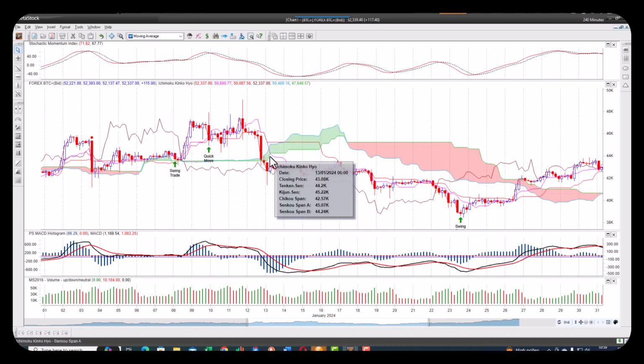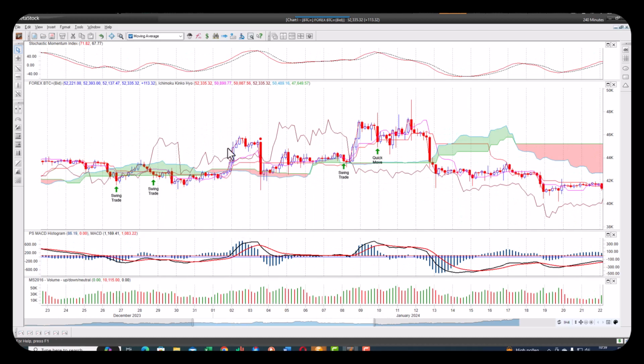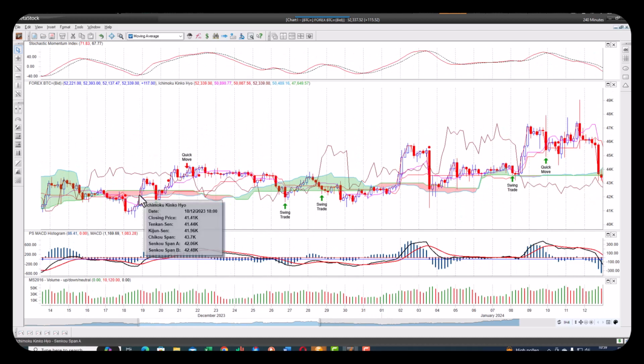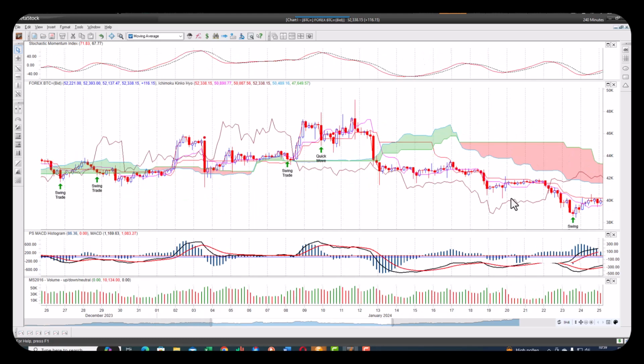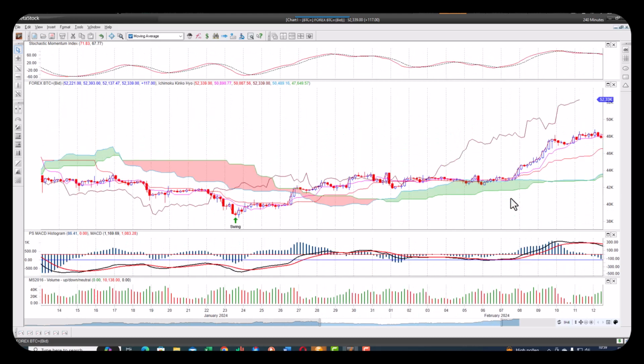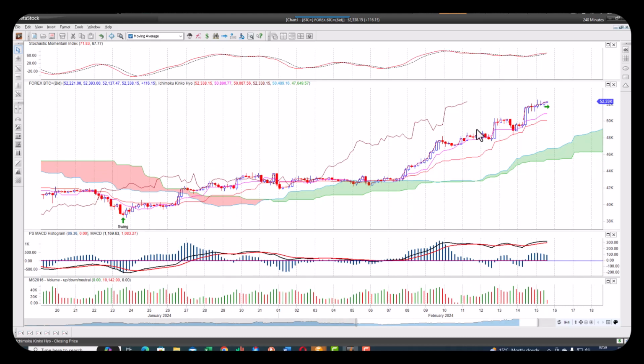You ultimately got stopped out when it crossed below the cloud there. Couple of nice swing trades there. You see the AI is generating some really good swing trades, and using those in combination with the clouds will keep you on the right side of the trend. But so far, fantastic swing trade there to the upside using artificial intelligence and Ichimoku cloud chart analysis.